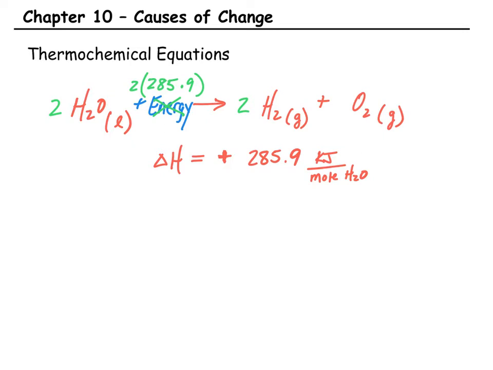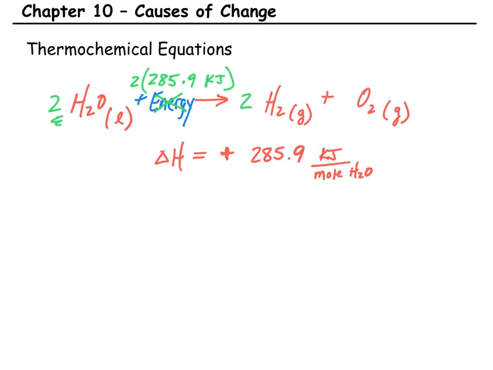Sometimes we'll just write the word energy or heat, and sometimes we can write the actual number in there. Technically, I should put the units with it too, kilojoules. If I'm doing that, I don't need to write kilojoules per mole, because that takes into account that I have 2 moles of H2, and that's how much energy I would have to add.